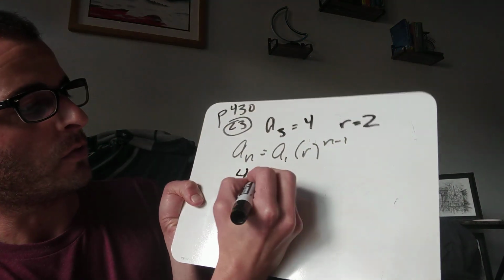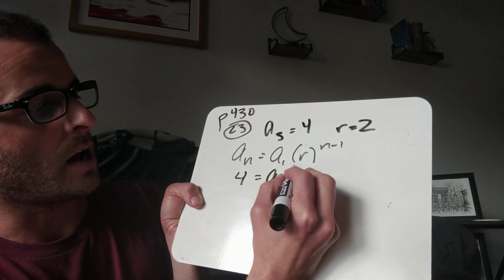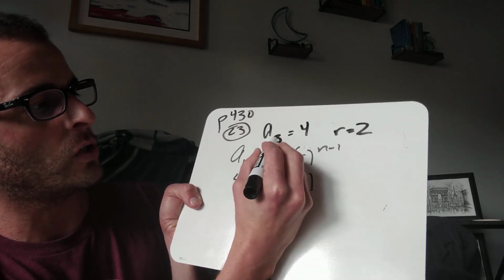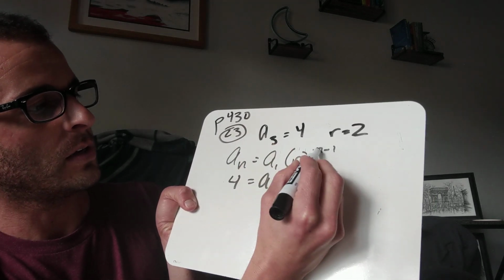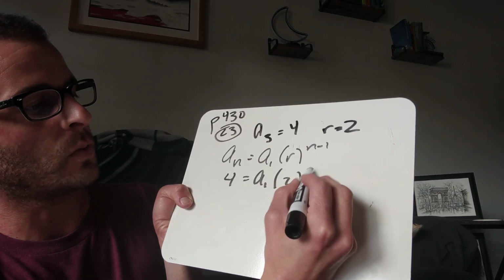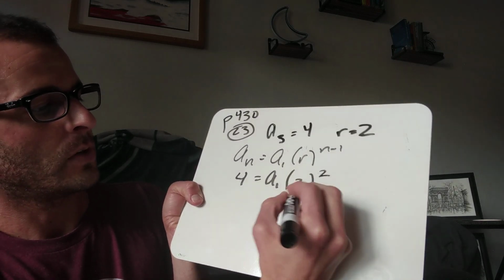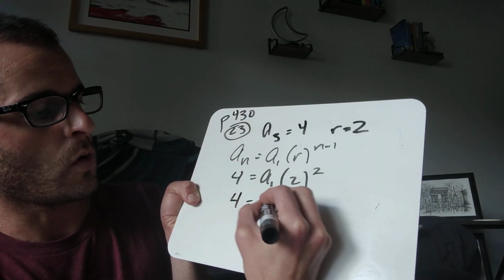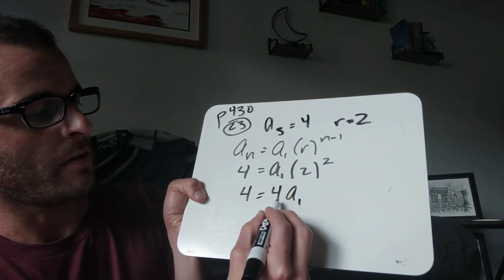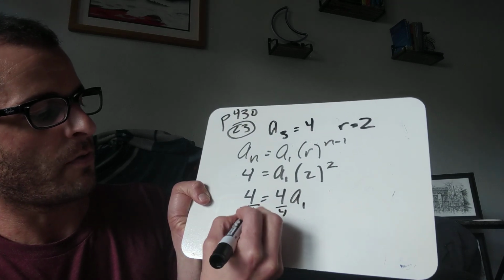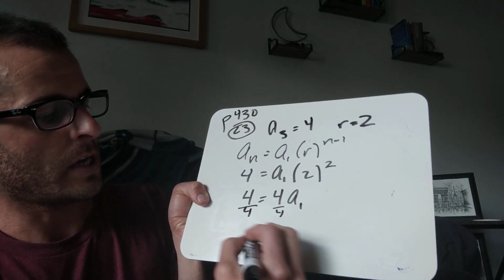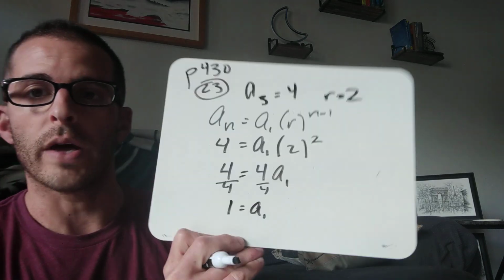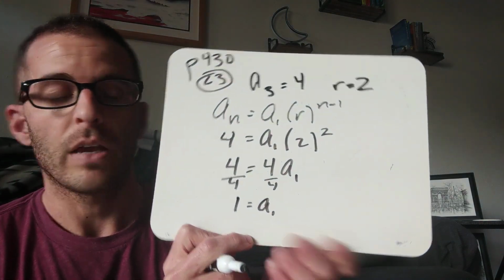A sub n is 4, a sub 1 is not known, the common ratio is 2, and 3 goes into n, so 3 minus 1 is 2. 2 squared is 4, and a sub 1 is my variable. If I divide by 4 on both sides, turns out that a sub 1 is 1. All right, that's kind of pretty.